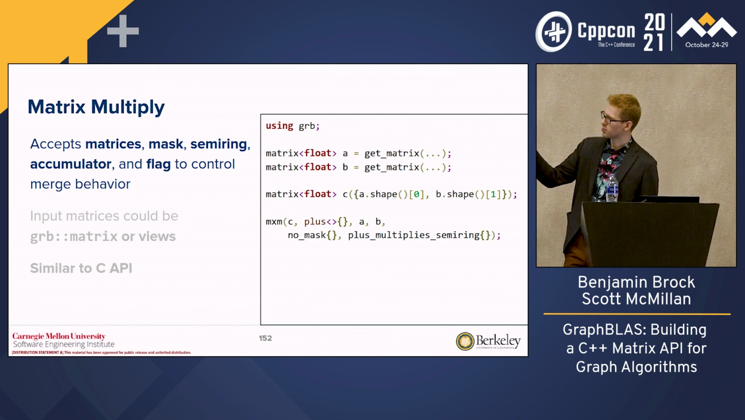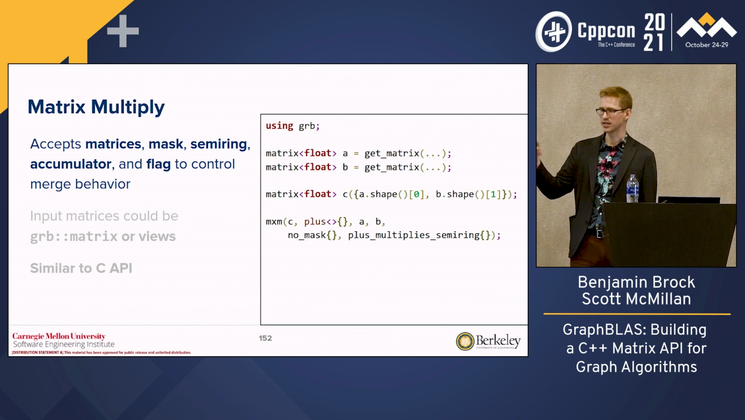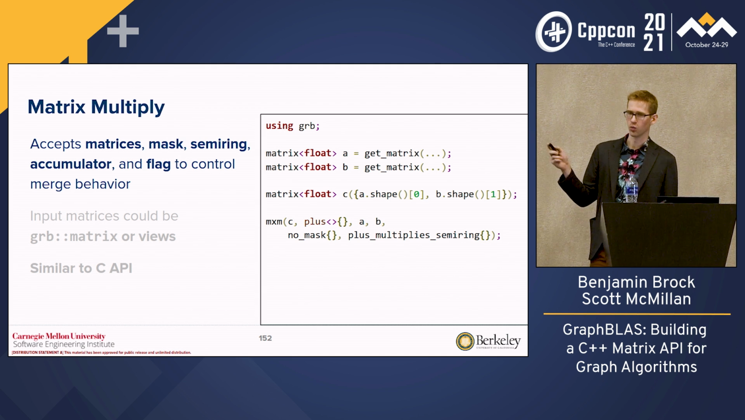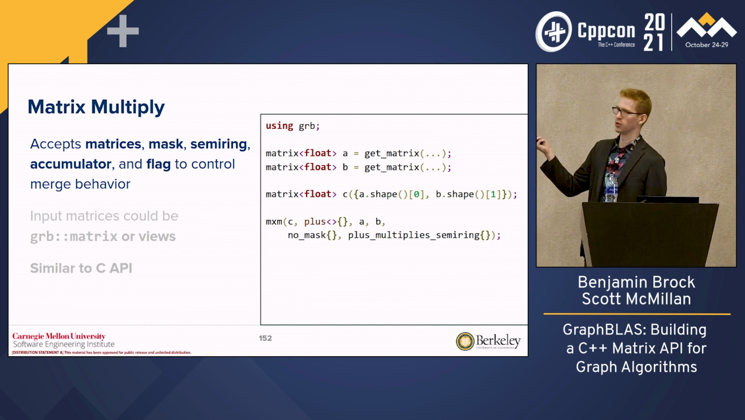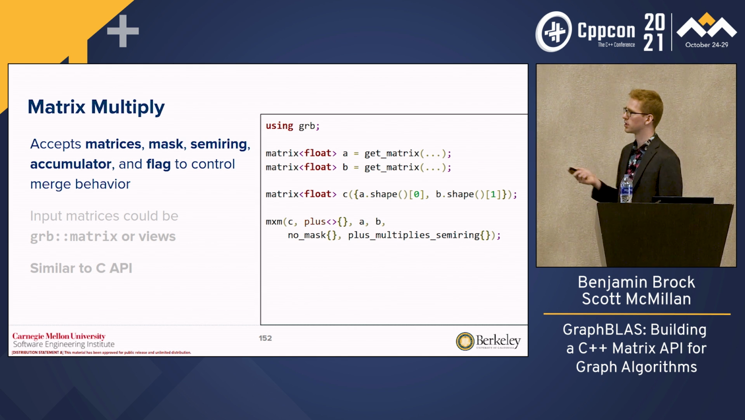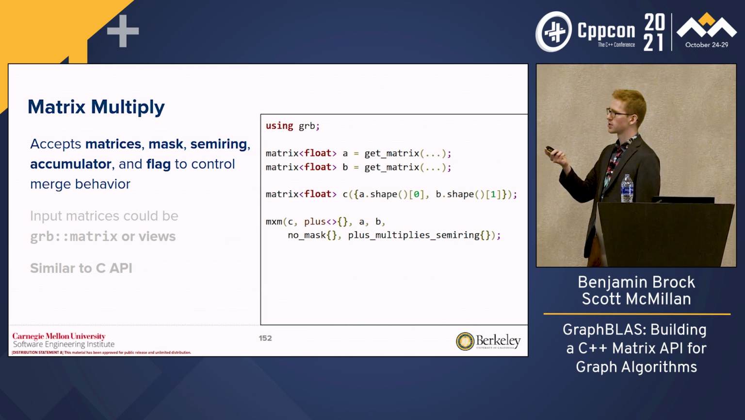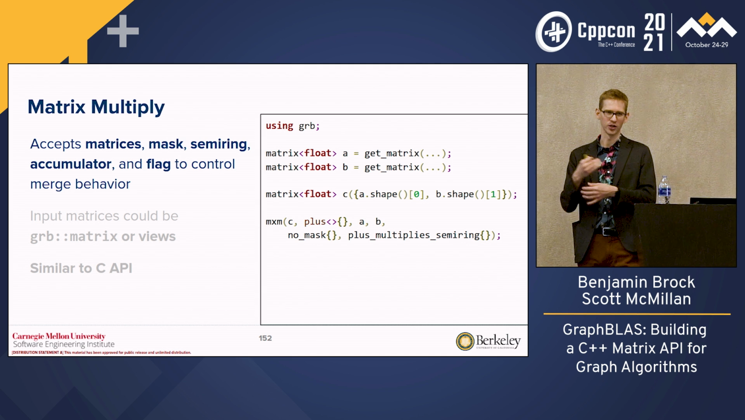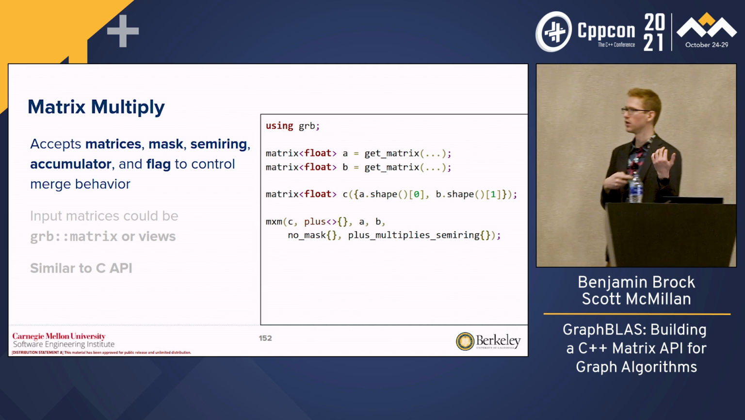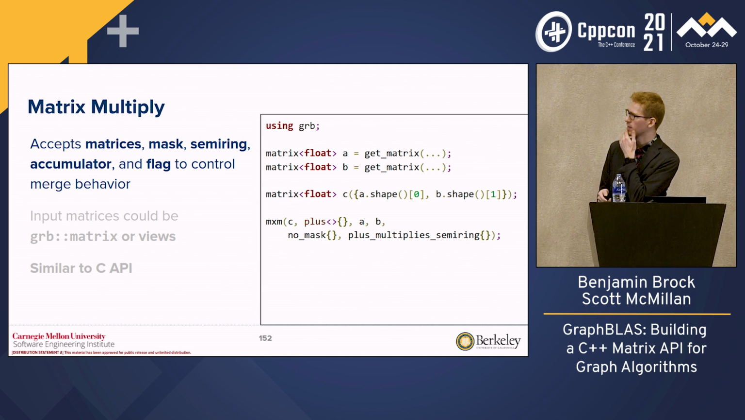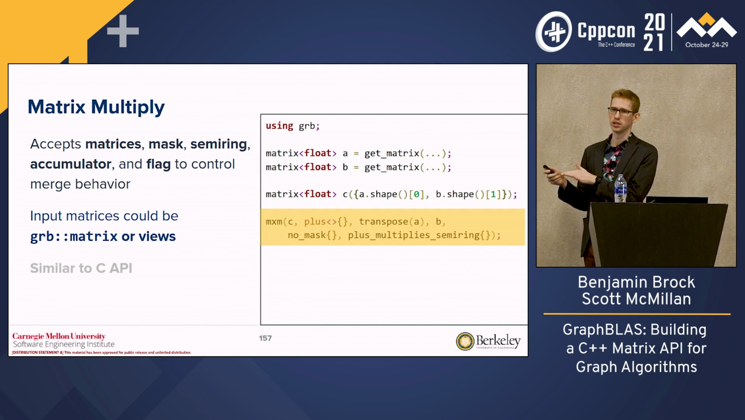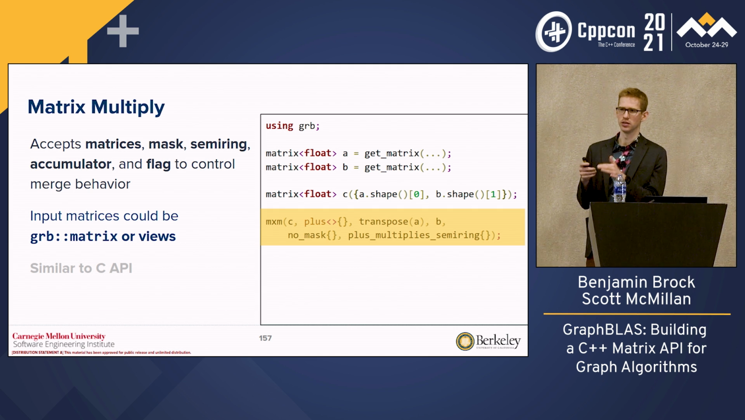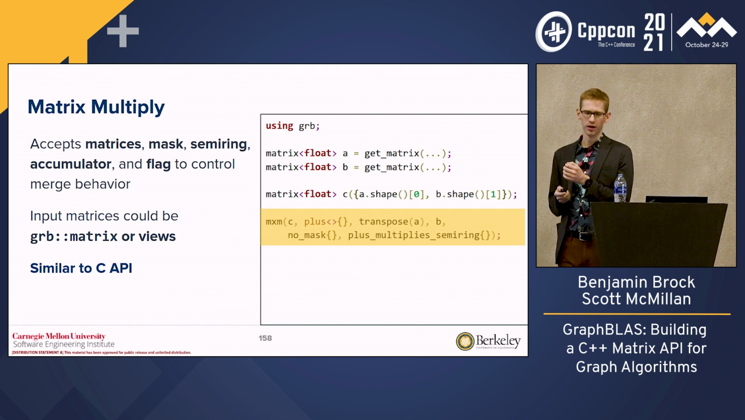You can also, as you can see, pass in a mask. Here we're passing in the view no mask, which will return true for every single value, and also the plus multiply semiring from classical linear algebra. And then you can also pass in an accumulator, which controls how the values that are computed are accumulated into the final matrix. Right. But these input matrices could also be views. They don't necessarily have to be GRB matrix types.